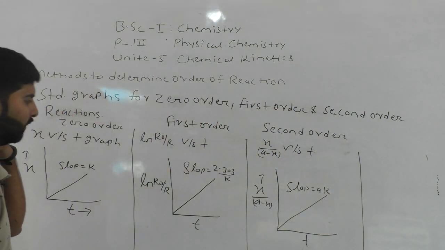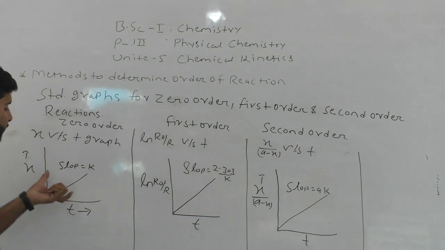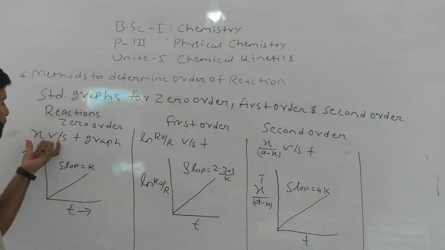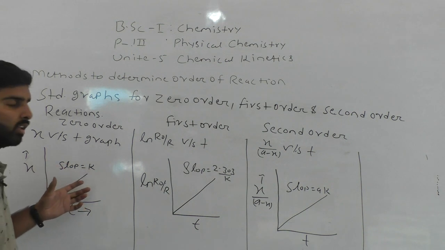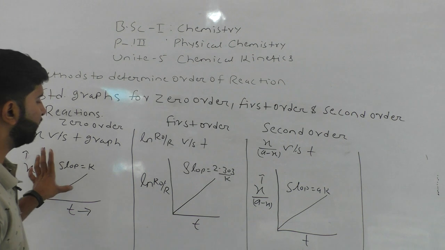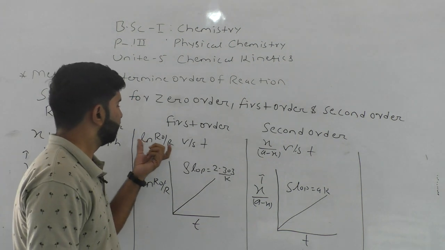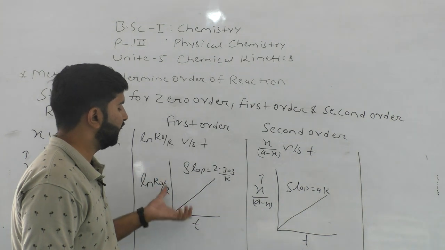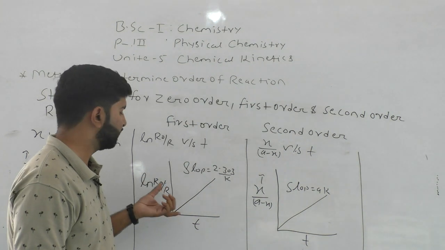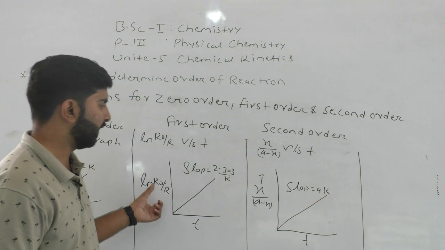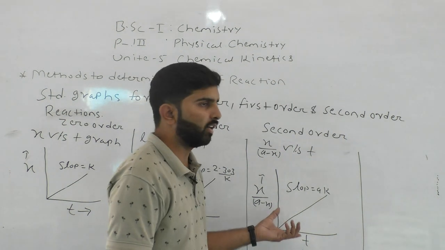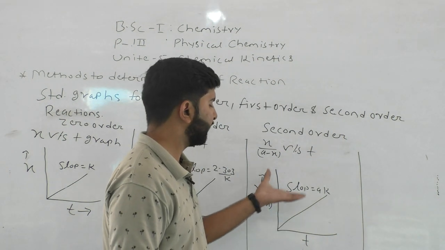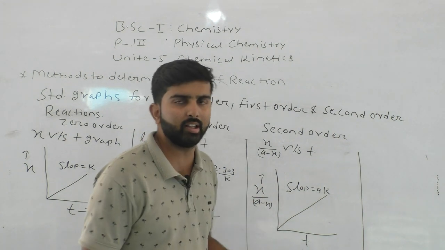So, if our obtained chemical reaction's graph comes out like this, meaning when we plot the observations as an x versus t graph and it comes out as a straight line, then we say that it is a zero order reaction. If we plot the graph ln R naught upon R versus t and it comes out as a straight line, then we say that the order of the reaction is first. If we plot the graph between x upon a minus x versus t and it again comes out as a straight line, then we say that it is a second order reaction.